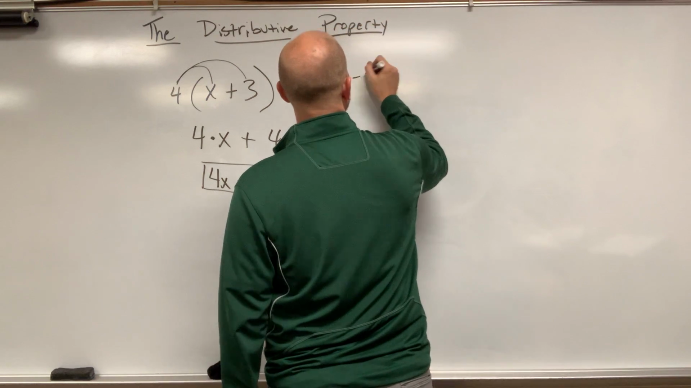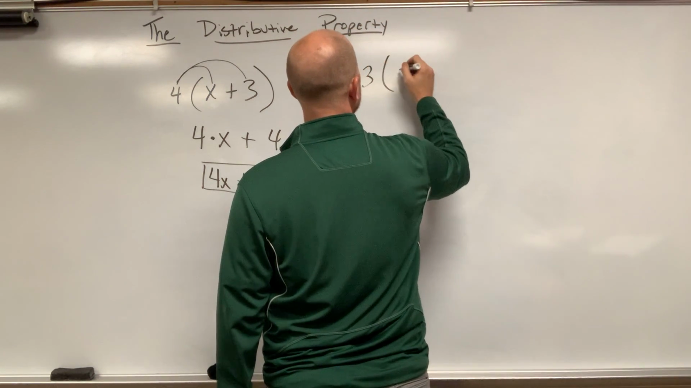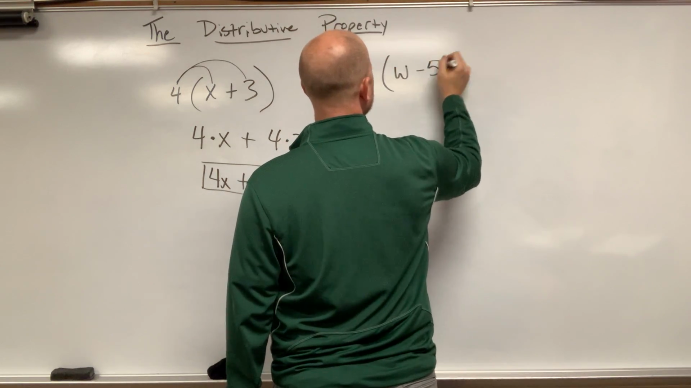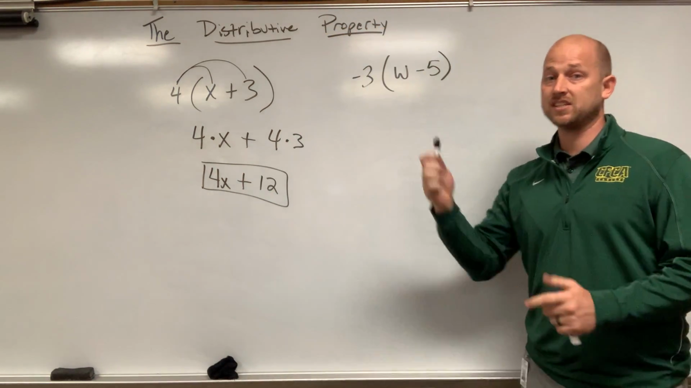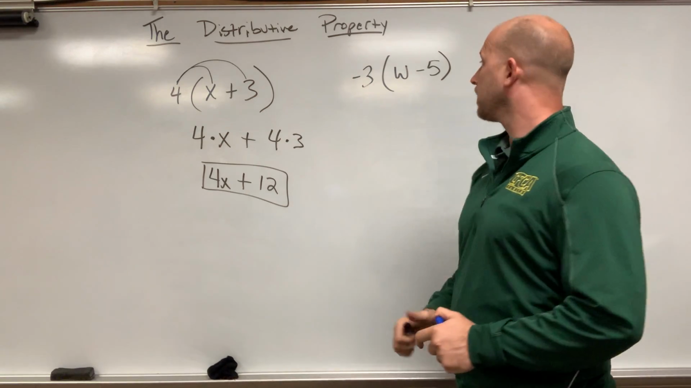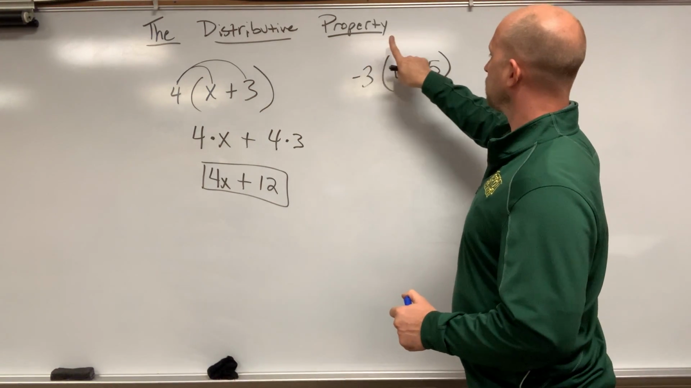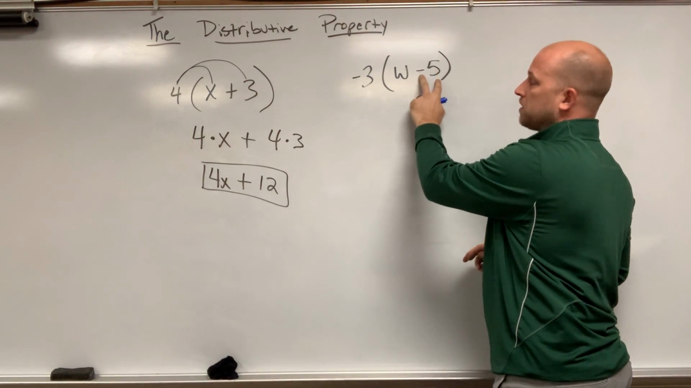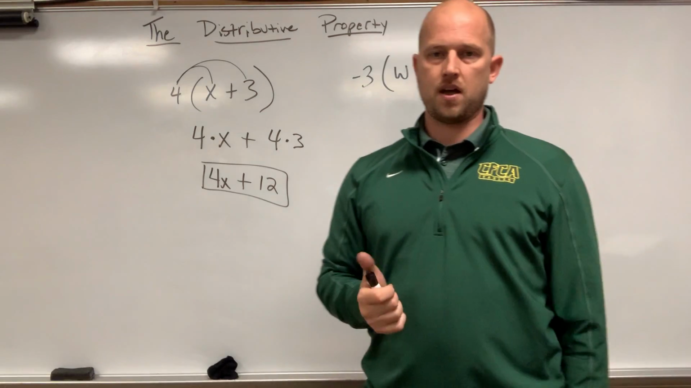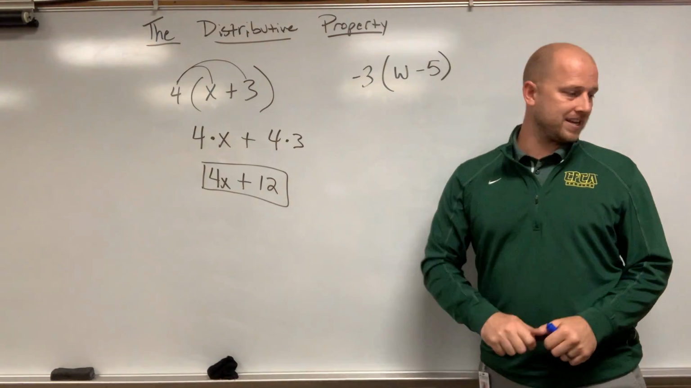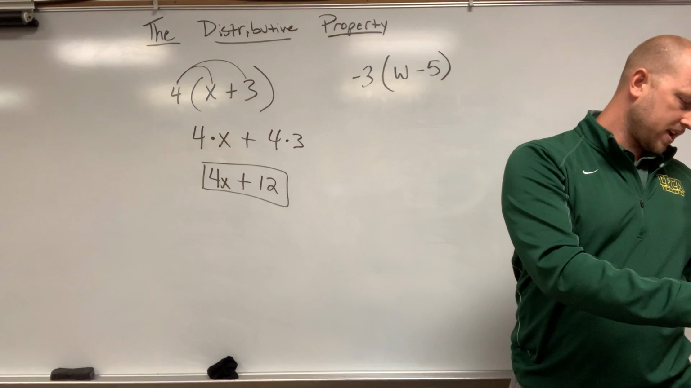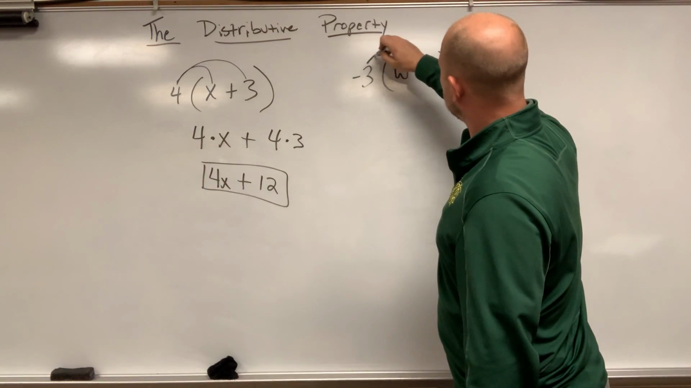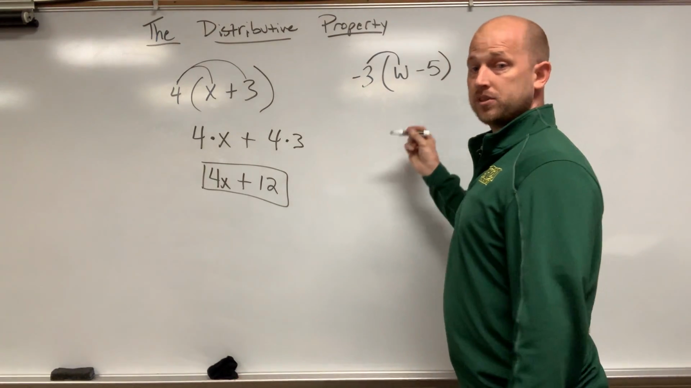Now remember I talked about W minus 5. Your signs are important. So for this example, you're going to see the signs are really important. Now we have a -3 and we're multiplying it by what's inside, which is W minus 5. Remember, the minus 5, you think of like a -5, and then the sign in front of the 3 is a negative. So we're going to be multiplying -3 times W.